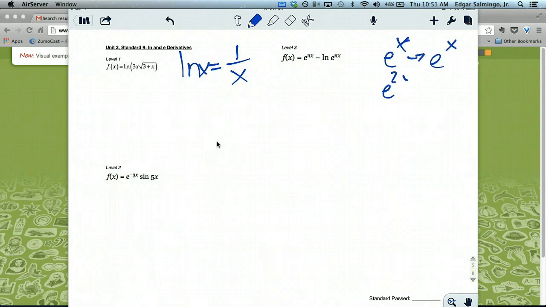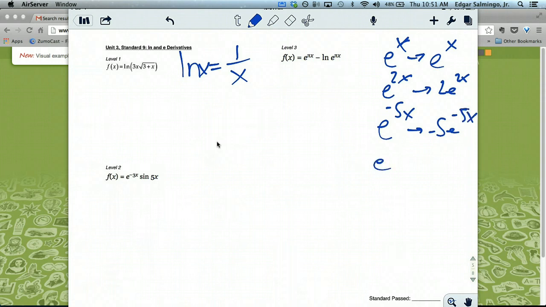If it's e to the 2x, by chain rule, it's going to be 2e to the 2x. Anything up in the exponent with x is going to be like that. So if it's e to the negative 5x, it'll be negative 5e to the negative 5x. If it was e to the 10x, it'll be 10e to the 10x. That's all because of chain rule. That's how you do that.